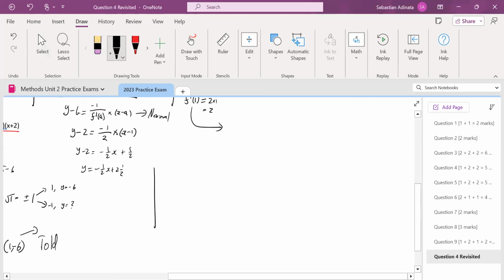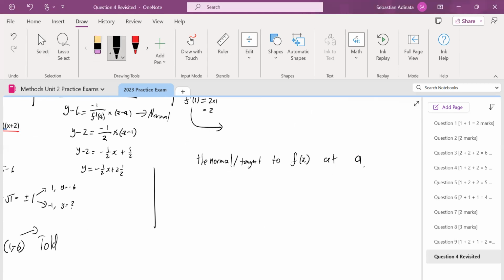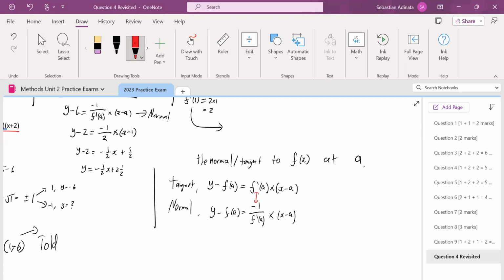I might as well go through it now. But let's say you want to find the normal or tangent to f of x at a. So if they didn't give you a coordinate, they only gave you the x value, the way you do it is y minus f of a equals f dash of a times x minus a. This is for tangent. For normal, y minus f of a equals -1 on f dash of a times x minus a. See how they're very, very similar. The only key difference is the gradient.